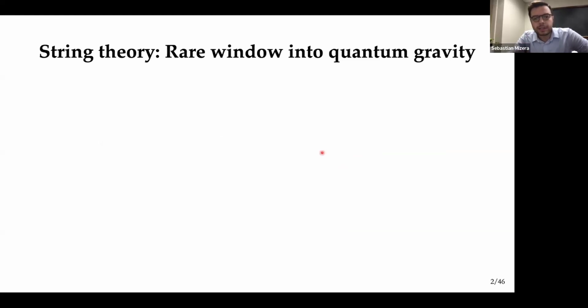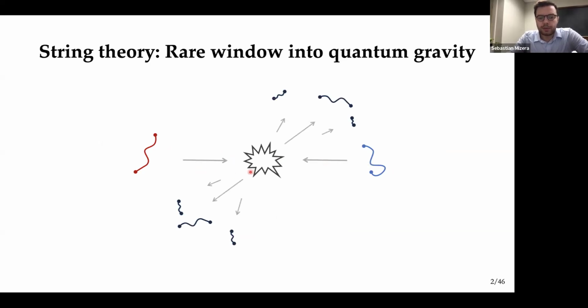And to me, string theory is exciting because it gives us a rare window on the physics of quantum gravity. And in this talk, I will be using a kind of a particle physicist approach, and I will consider the following thought experiment. So I'm going to take two strings, and I'm going to smash them together at high energies. And as we know, what's going to happen as the result of this collision, there's going to be a number of other strings flying out.